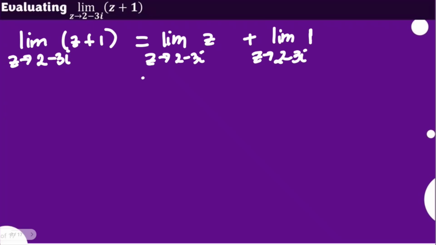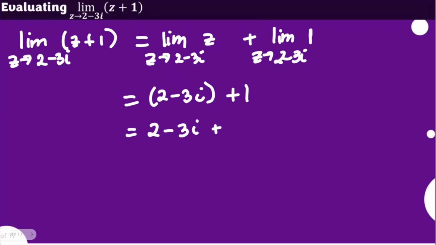Of course, from this limit of our variable, we only have here the value of 2 minus 3i. And the limit of a constant, just like the limit theorem for real numbers or the functions containing real numbers, and even for complex functions, is just the constant itself. So we'll have here 2 minus 3i plus 1, which could be written as 3 minus 3i. This is the value of the limit of the complex function z+1 as z approaches 2 minus 3i.